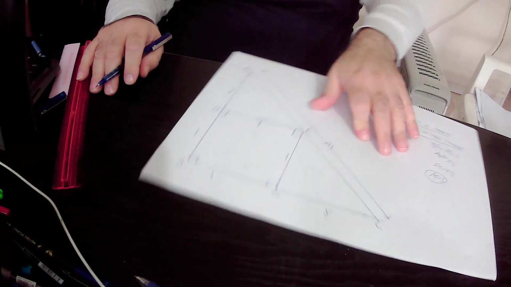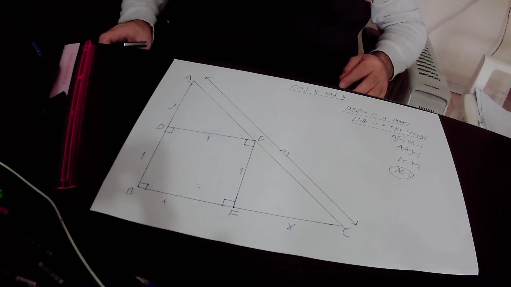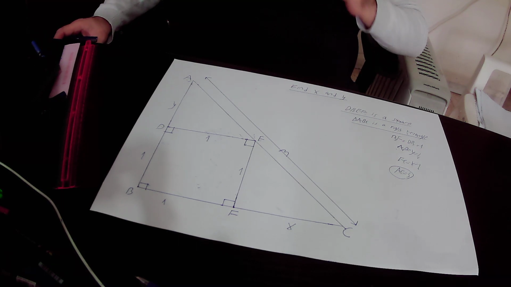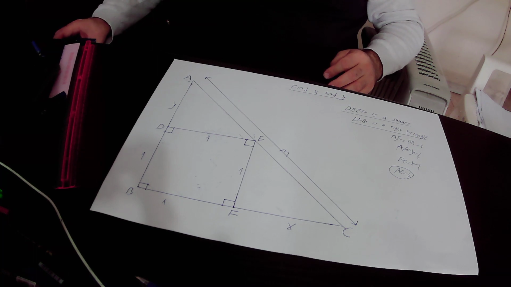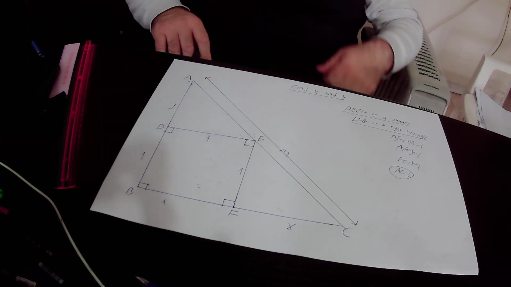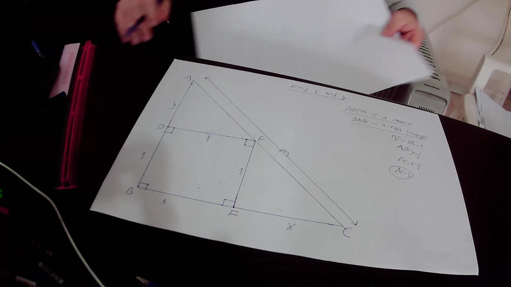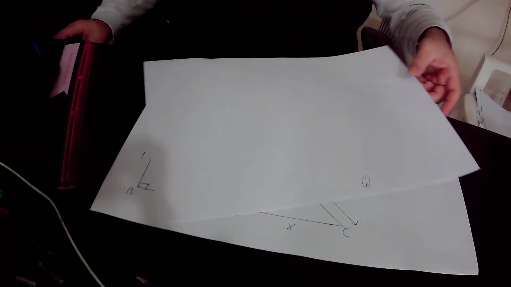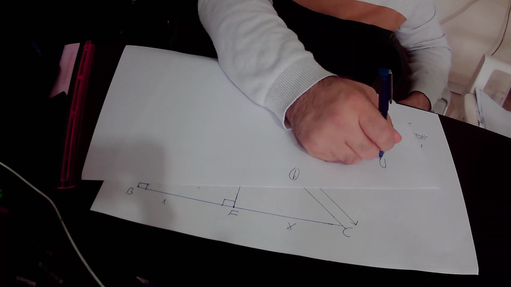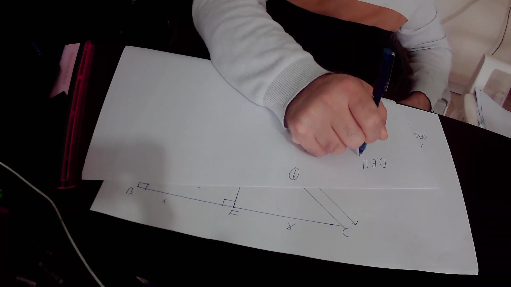So first of all, we know that the opposite sides of a square are parallel to each other. That is to say, DE is parallel to BF. Side DE is parallel to side BF.